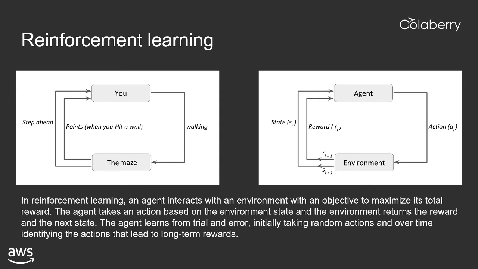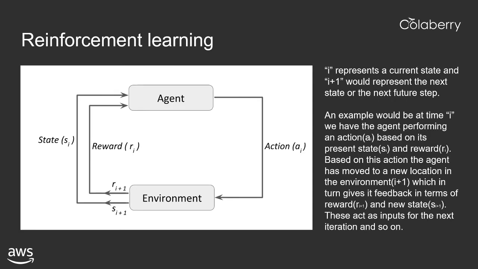long-term rewards. In this diagram, i represents the current state, and i plus 1 would represent the next state or the next future step. An example would be at time i, we have the agent performing an action, Ai, based on its present state, Si, and reward, Ri. Based on this action, the agent has moved to a new location in the environment, i plus 1, which in turn gives it the feedback of the reward, Ri plus 1, in the new state, Si plus 1.